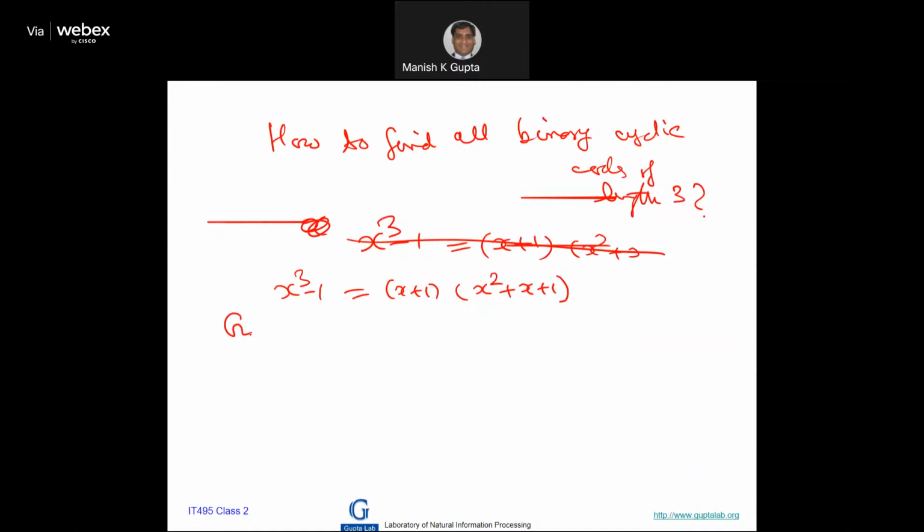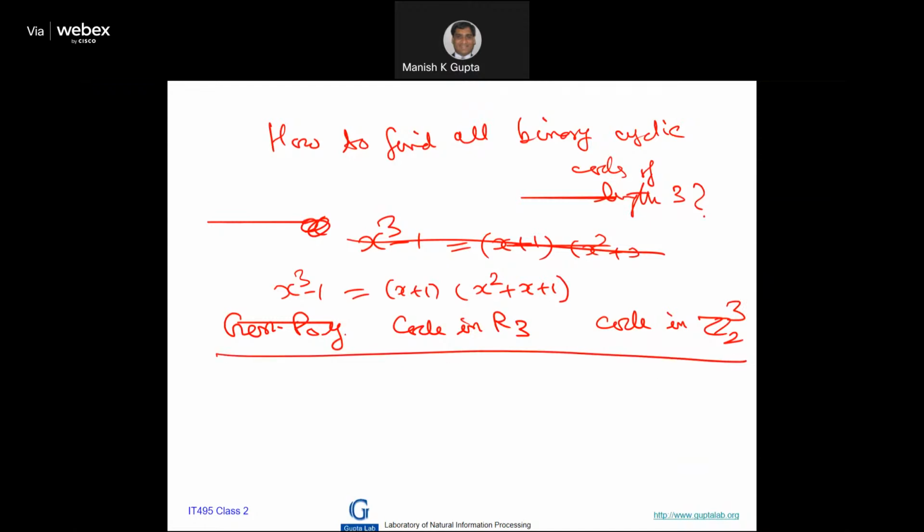So generator polynomial, code in R3 and code in C^3. When the generator polynomial is 1, so 1 into 1 plus x into 1 plus x square, 1 is also a factor, right? If it is 1, this is all of R3. All 8 polynomials will be there. And this is all of C^3, all 8 vectors corresponding. Trivial case, right?